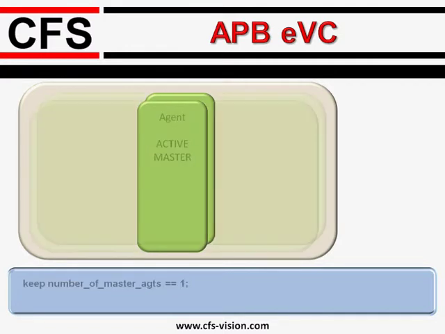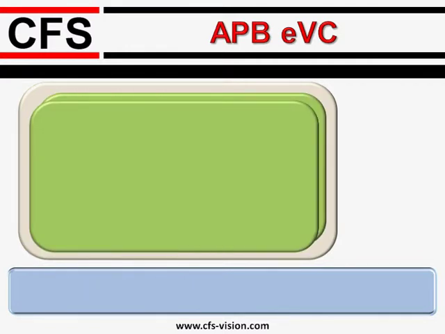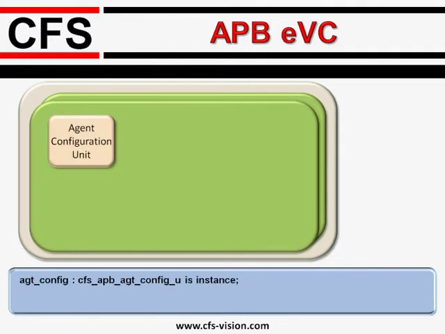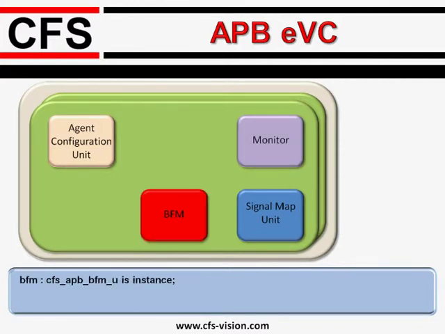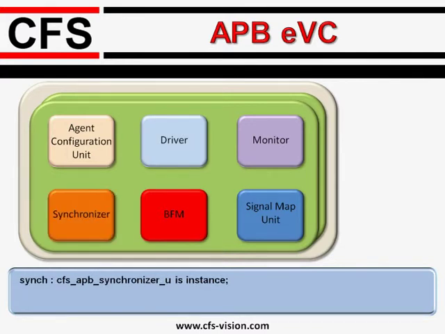The agent has a typical architecture. One can find inside an agent configuration unit to control the agent, a signal map unit to interact with the DUT, a monitor, a bus functional model unit, a driver, and a synchronizer, for which the main purpose is to emit basic clock and reset related events and to handle the entire agent at reset.